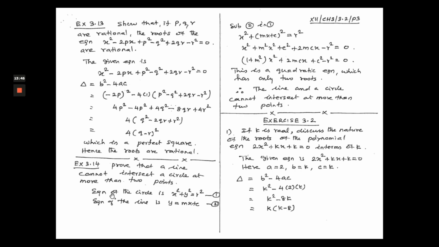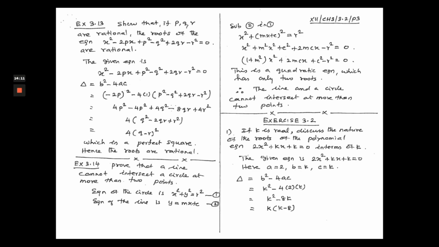Look. The equation of a circle is x squared plus y squared is equal to r squared. This is the equation of the circle with center 0, 0 and radius r. This is the general form of the equation of the circle. The equation of the line is y is equal to mx plus c. y is equal to mx plus c is a straight line.